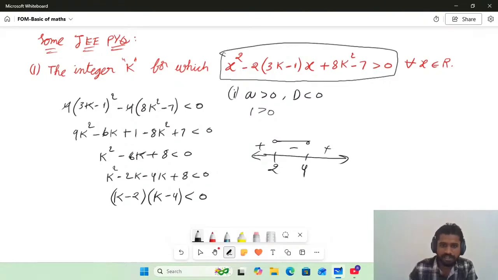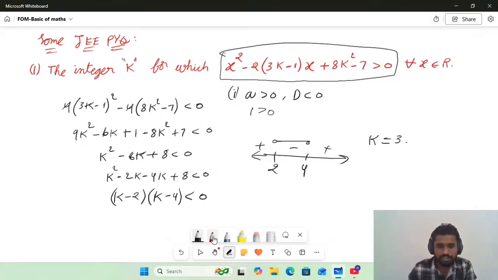And now what is the integer between 2 and 4? The question asks for the integer k for which this expression is always greater than 0. Integer between 2 and 4 is 3. Yes, obviously the integer between 2 and 4 is 3. So k should be equal to 3. So this is the answer for this question.